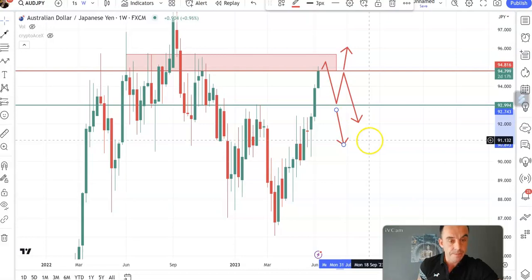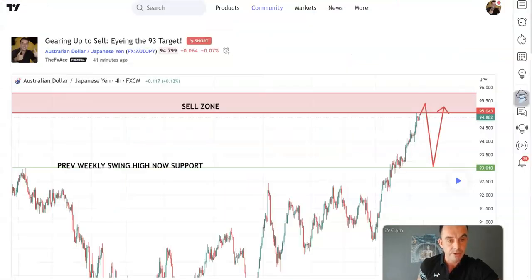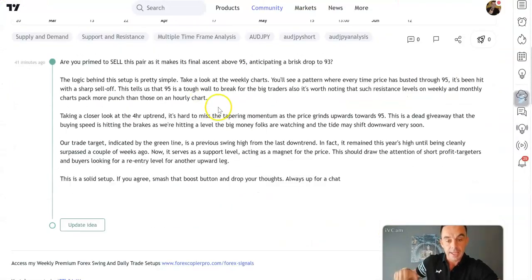Okay, so that's the setup. Again, you can head over to my TradingView profile. You can get the link below. Have a quick read of the actual setup, comment on it. And yeah, that's it. So we're looking to sell above 95, target 93, stop loss above 96. Pretty simple, straightforward price action setup.